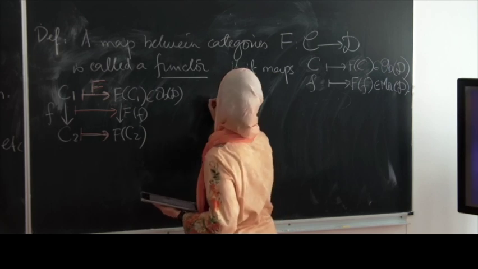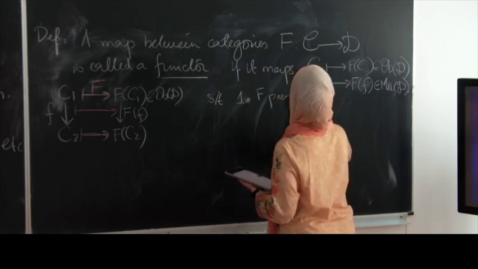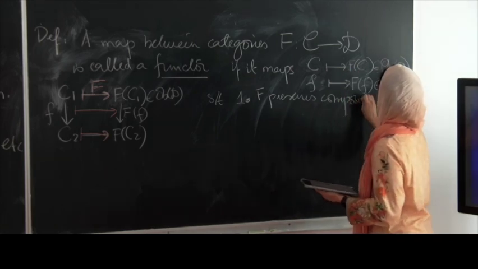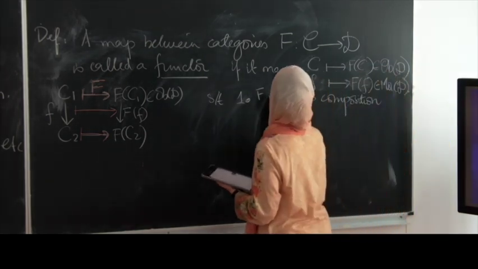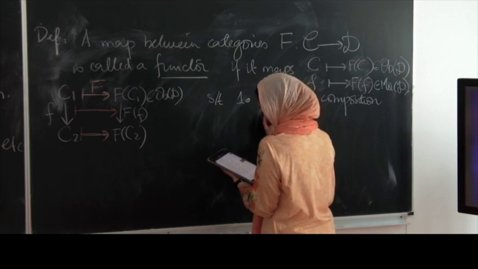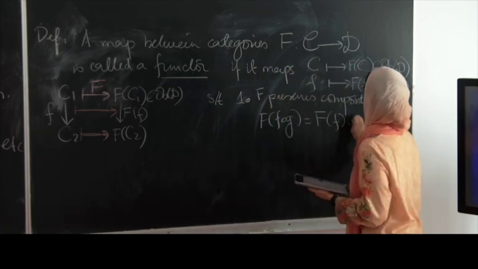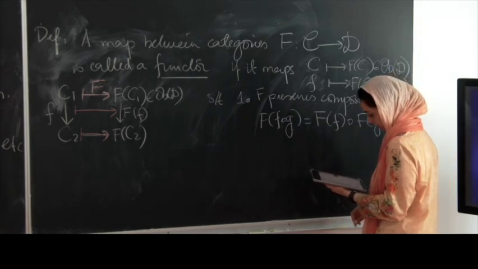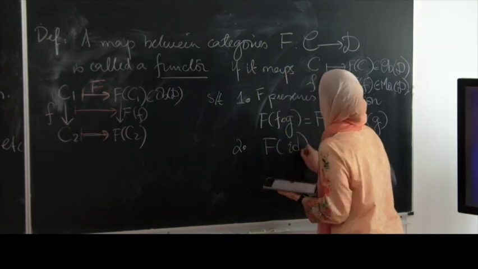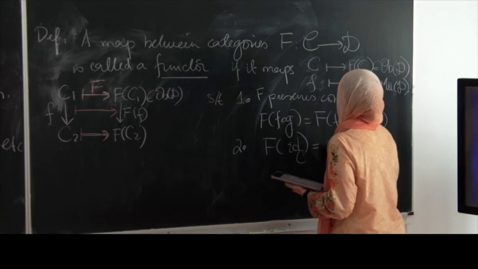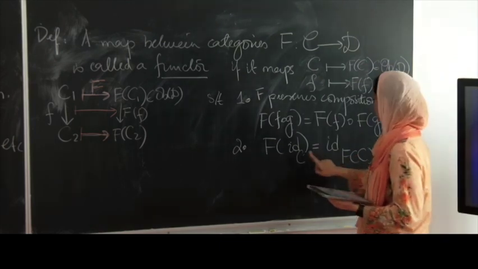Such that, number one, F preserves compositions. If you like, these are morphisms of categories, so they're supposed to preserve the structure of a category, which entails, of course, compositions of maps. So F of g composed with f is F of g composed with F of f. And number two, F of the identity is the identity of its image. So it maps the identity map to the identity map.